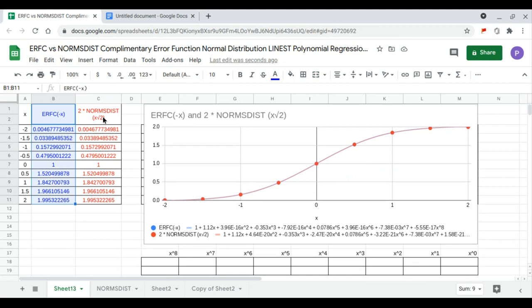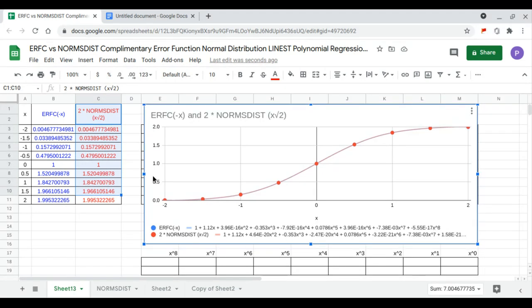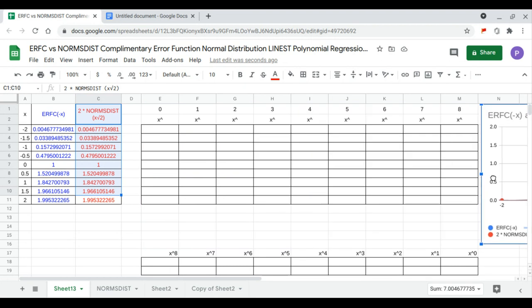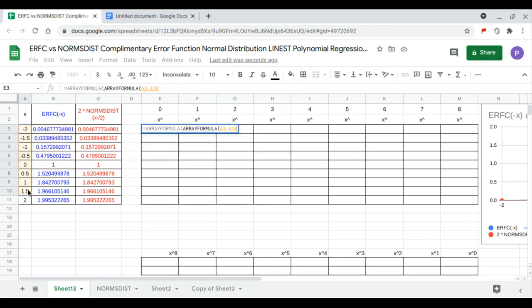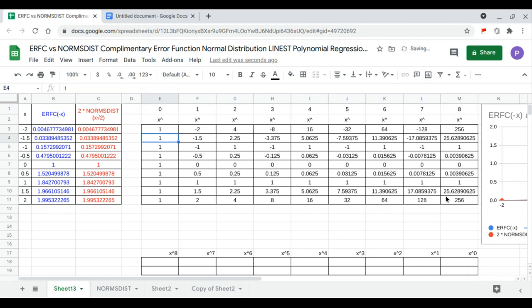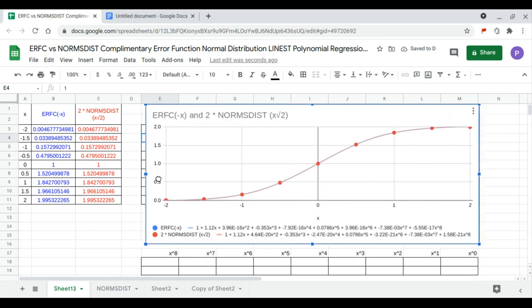Their data sets are the same, and their polynomial equations are also the same. Next, we calculate the regression coefficients, polynomial regression coefficients using the LINEST matrix. We complete the LINEST matrix, which is array formula of the x values raised to the power 0 to 8. That's the degree of our polynomial, 8.